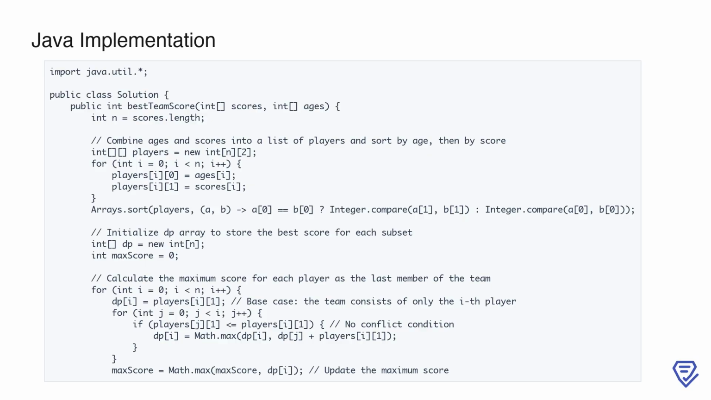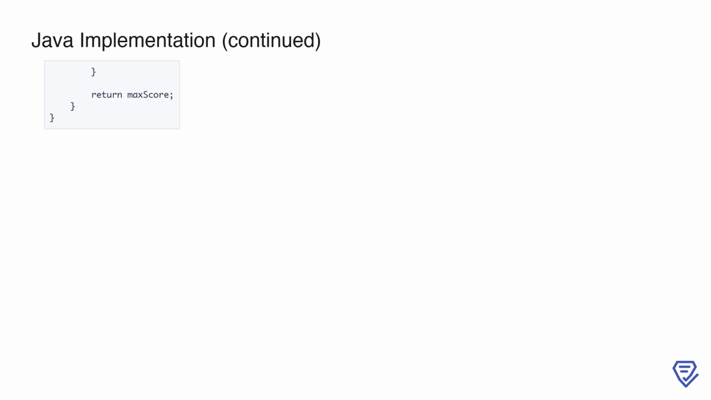Then, we compare the current player with all previous players to check if they can be included in the same team. If a previous player's score is less than or equal to the current player's score, the no-conflict condition is satisfied, and we update dp[i] to reflect the maximum score obtainable by including this player. Finally, we update max score to ensure it always reflects the highest score found so far. After completing the loop that calculates the maximum team scores for each player, we simply return max score, which now contains the highest score achievable for a team that satisfies the no-conflict condition. This return statement concludes the implementation of the method.